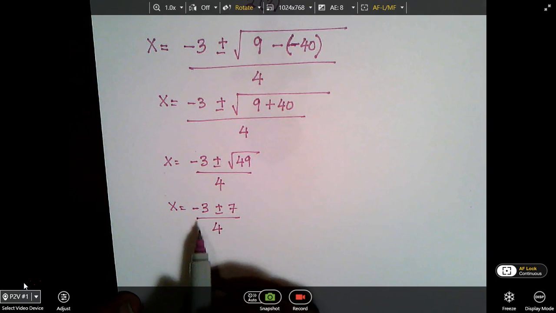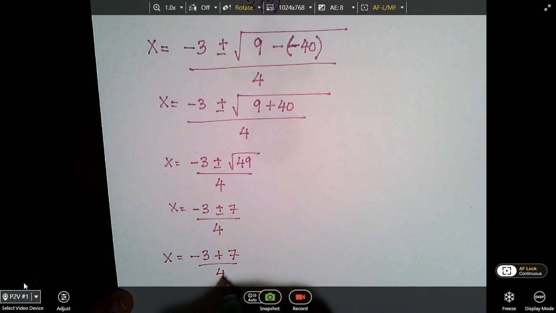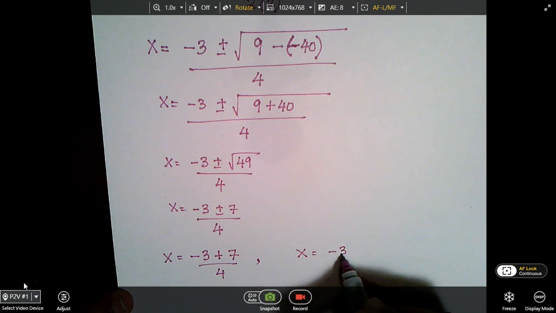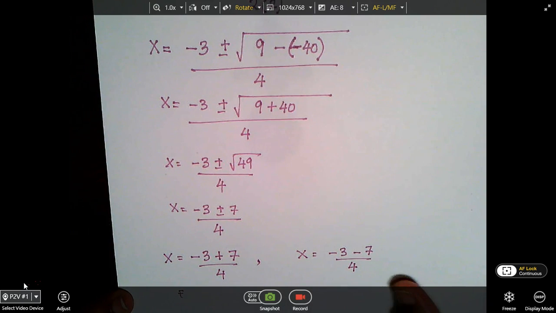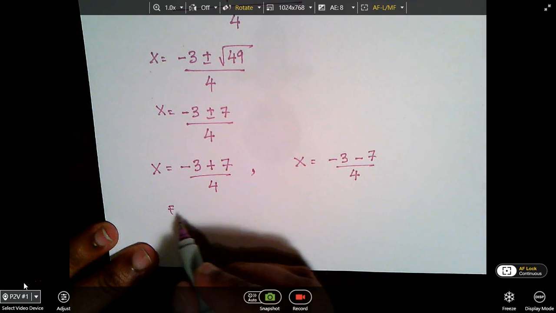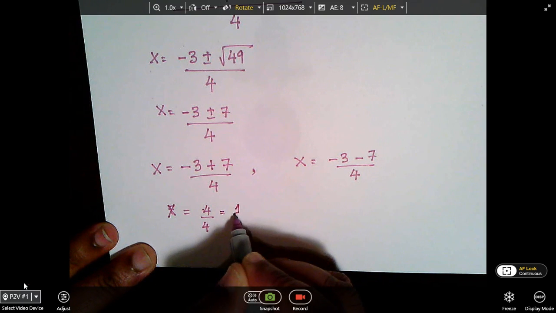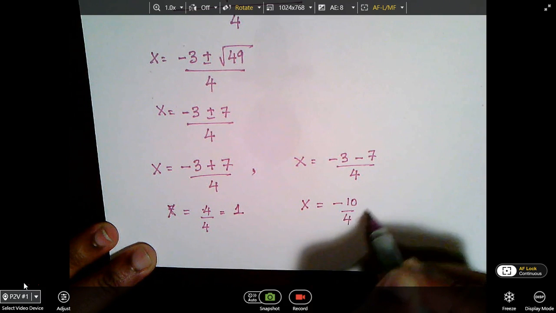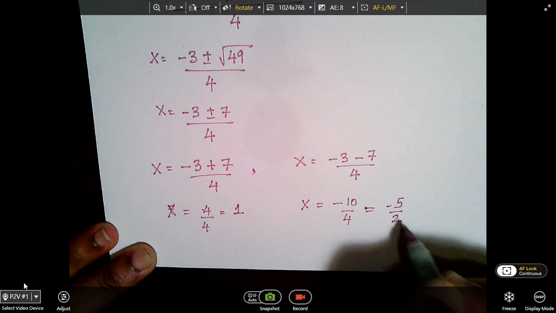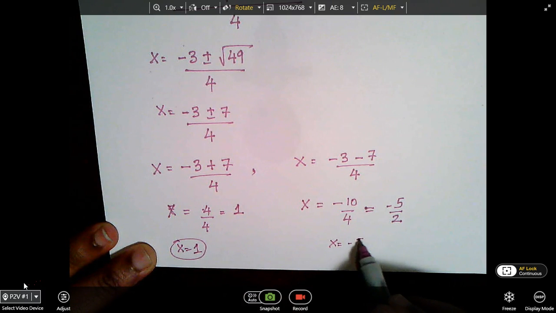So now after this step, I'm going to split it into two values of x. The first value of x is negative 3 plus 7 divided by 4, and the other value is negative 3 minus 7 divided by 4. So negative 3 plus 7 is going to give me x equal to 4 over 4, which will be 1. And in this case, x will be equal to negative 10 over 4, or negative 5 over 2. So the two values are x equal to 1 and x equal to negative 5 over 2.